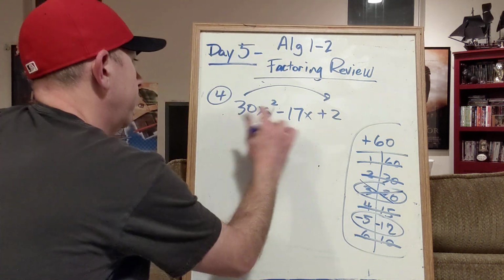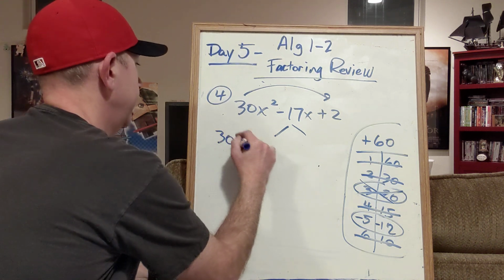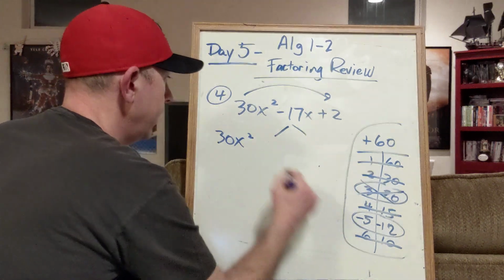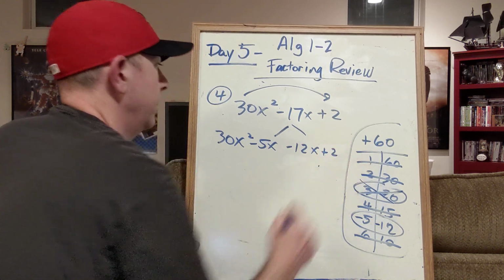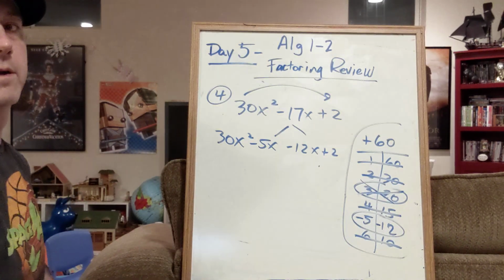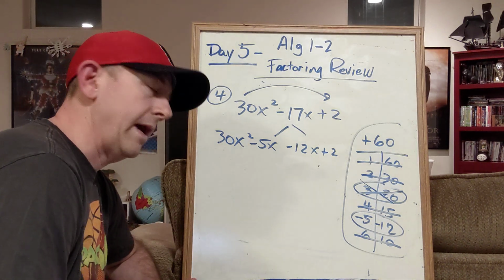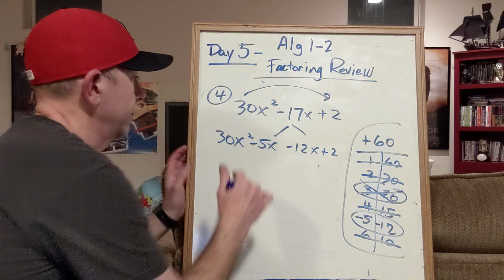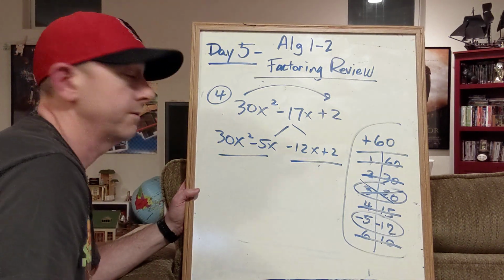Now, because a is not 1, we have to go through the whole factor by grouping again. So here we get 30x squared minus 5x minus 12x plus 2. All right, and now from here we're going to keep going, and we get the same pattern that we've been doing with factor by grouping several times. This will be the 3rd time now that we've done this whole process just on the review.